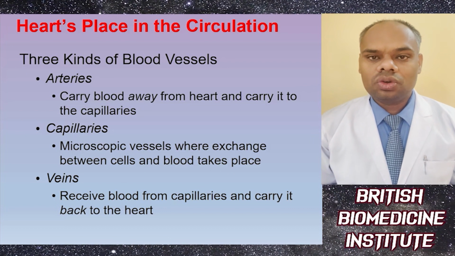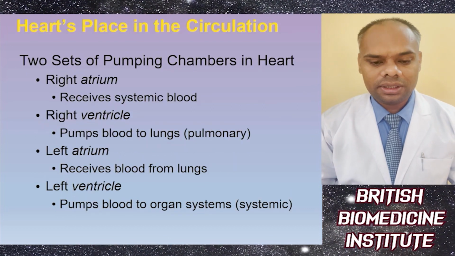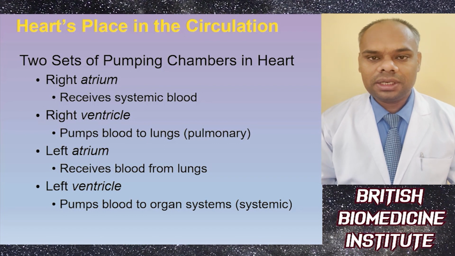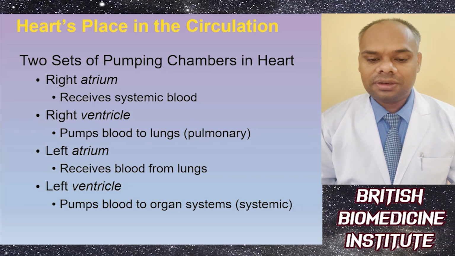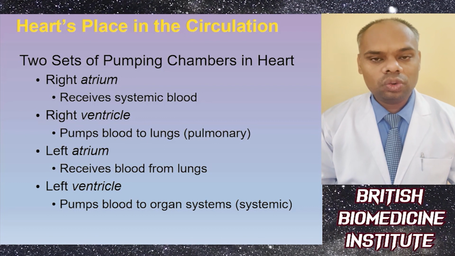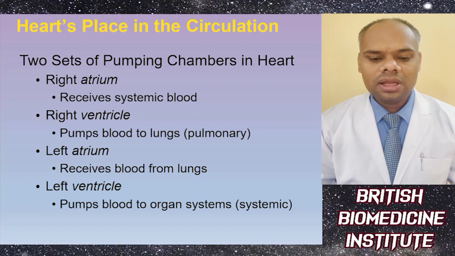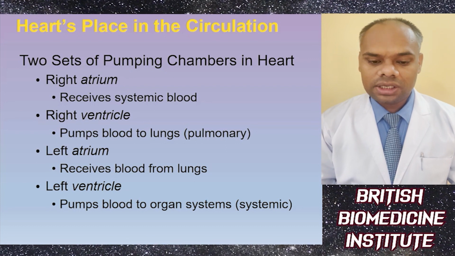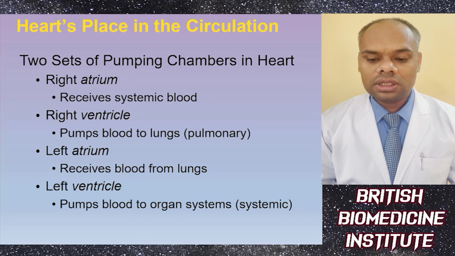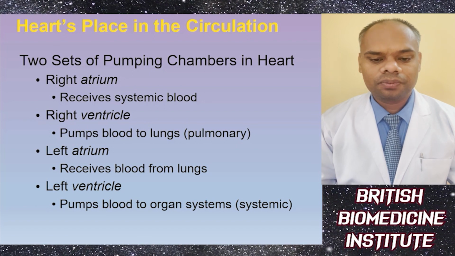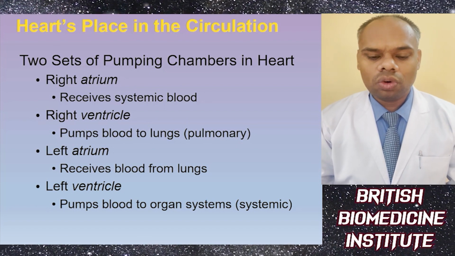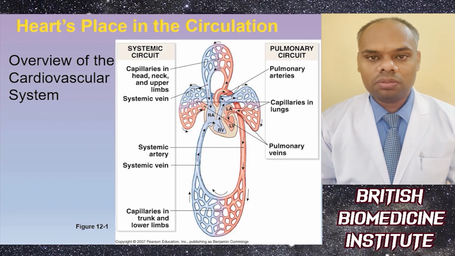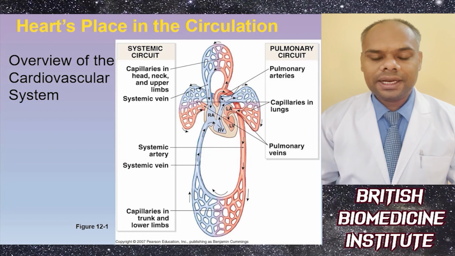So there are two sets of pumping chambers in the heart. The right atrium receives systemic blood. The right ventricle pumps blood to the lungs, the pulmonary circuit. The left atrium receives blood from the lungs, and the left ventricle pumps blood to the organ systems, the systemic circuit. So this is an overview of the cardiovascular system, where the blood flows from the right side to the left side.